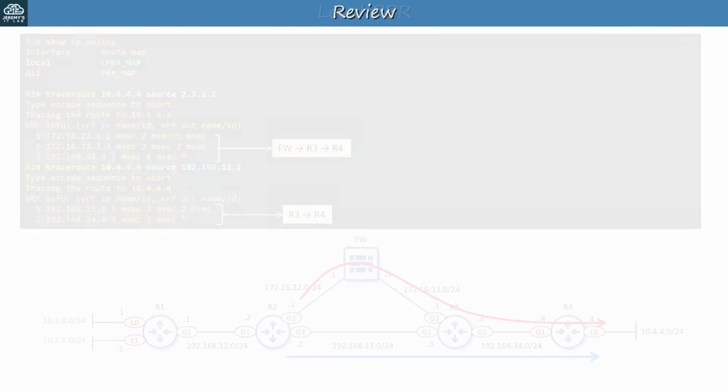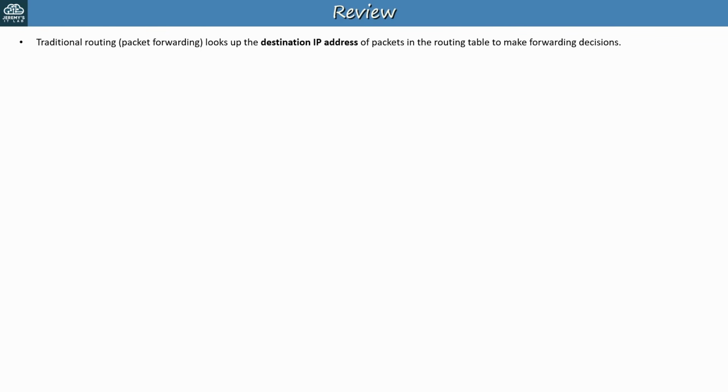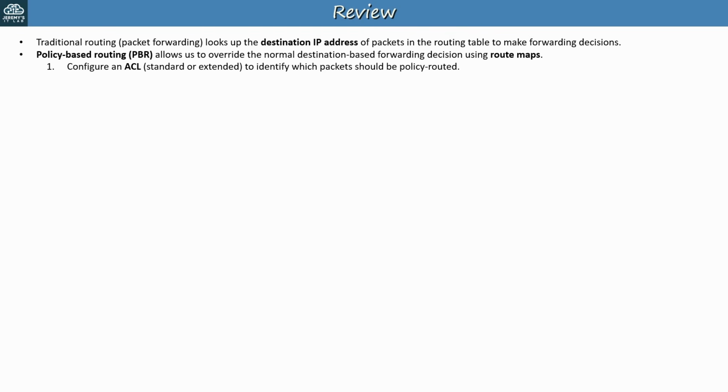Now let's review the key points from this video. Traditional routing looks up the destination IP address of packets in the routing table to make forwarding decisions. And policy-based routing allows us to override this default behavior using route maps. The first step in configuring PBR is to define which traffic should be policy routed, typically using an ACL, either standard or extended, depending on the requirements.